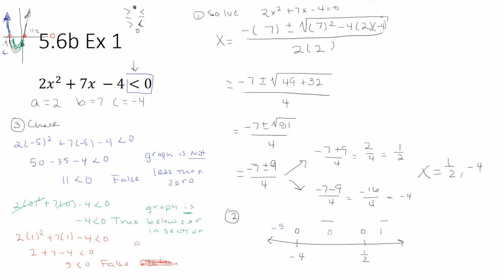So that means that the graph is not below 0. Okay, so if you look at your graph over here in the corner, we're looking at the side to the right. Okay, so this side over here. Well, clearly we can see, okay, this is above the x-axis. It's above 0, so that's not what we want.